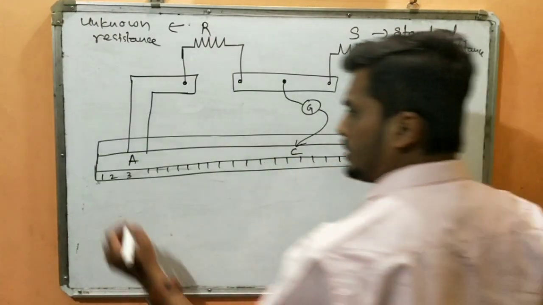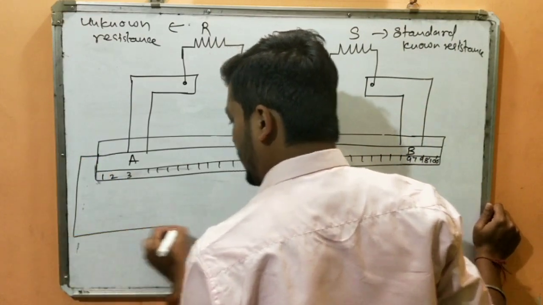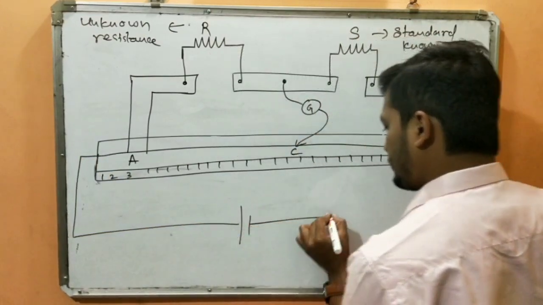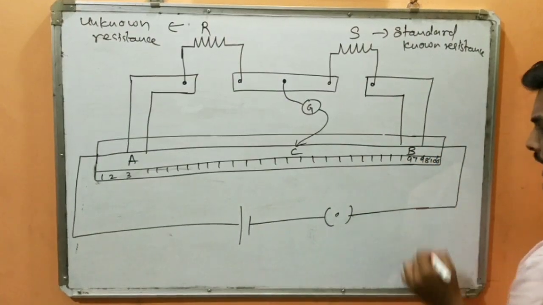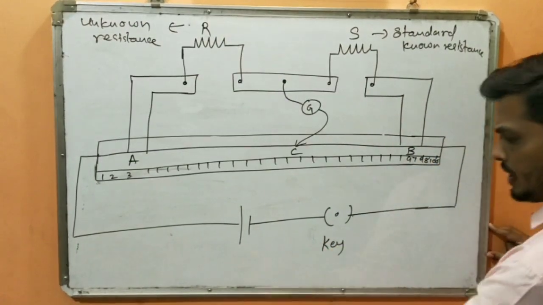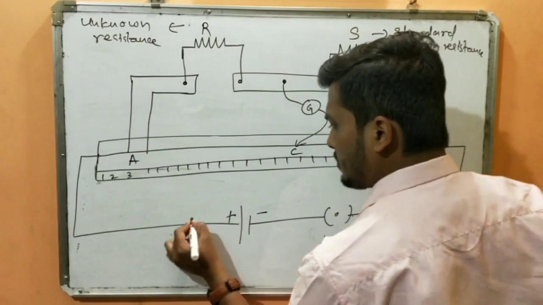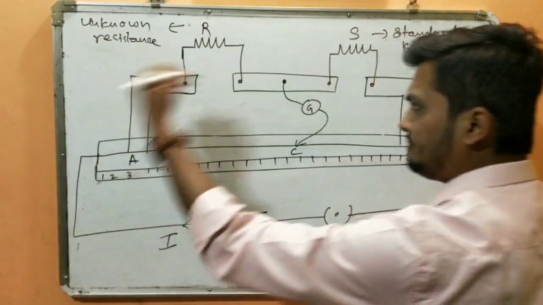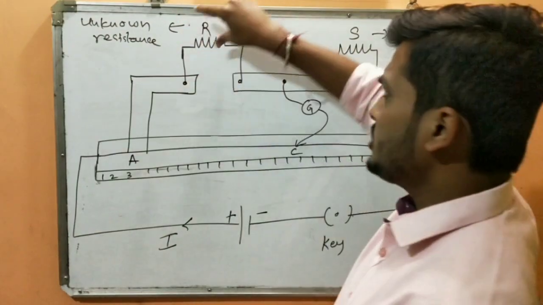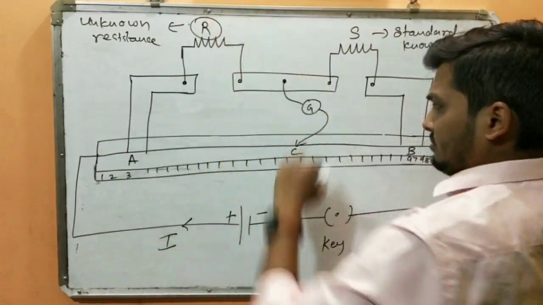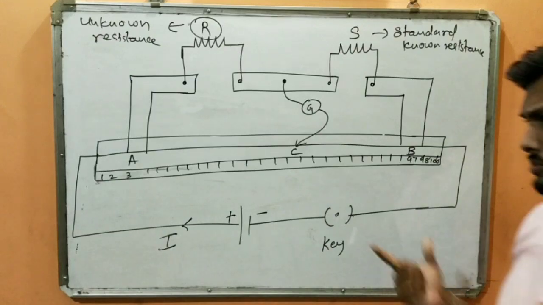So now what I will do is, from these terminals I will connect the battery, and the battery is provided with a plug key. The plug key acts like a switch. This is the battery, plus minus, so current is flowing in this direction. And now our main aim is to find the value of this unknown resistance.